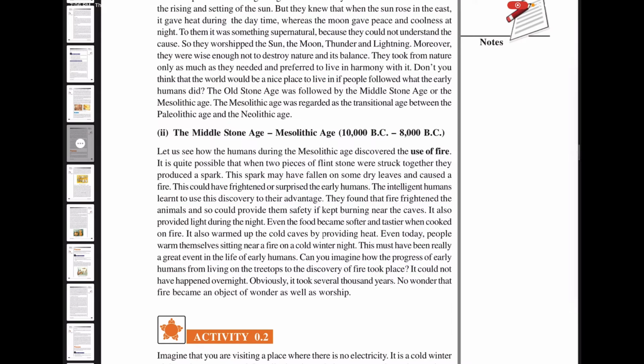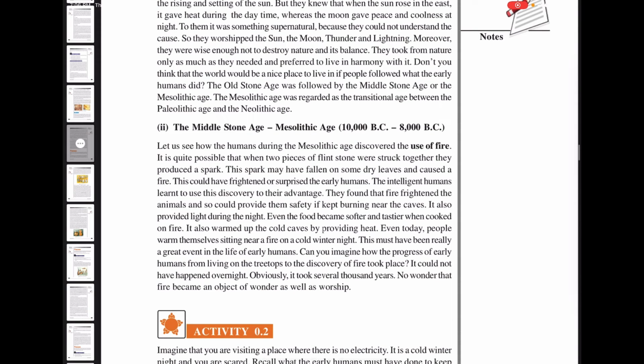Moreover, they were wise enough not to destroy nature and its balance. They took from nature only as much as they needed and preferred to live in harmony with it. Don't you think that the world would be a nice place to live in if people followed what the early humans did? The Old Stone Age was followed by the Middle Stone Age or the Mesolithic Age.